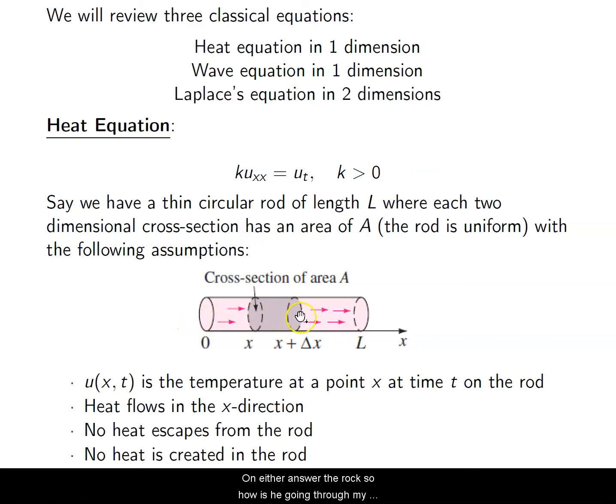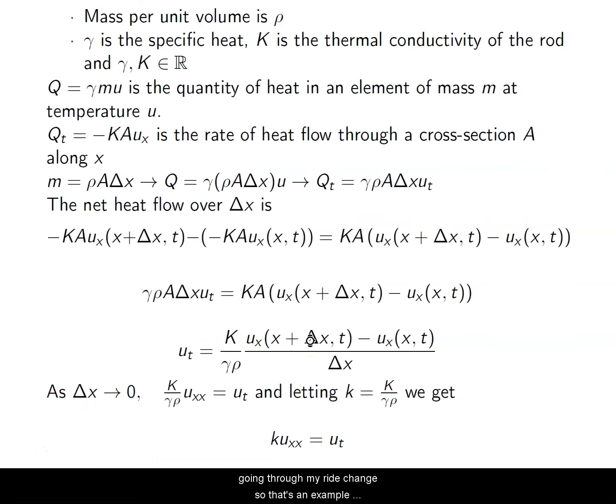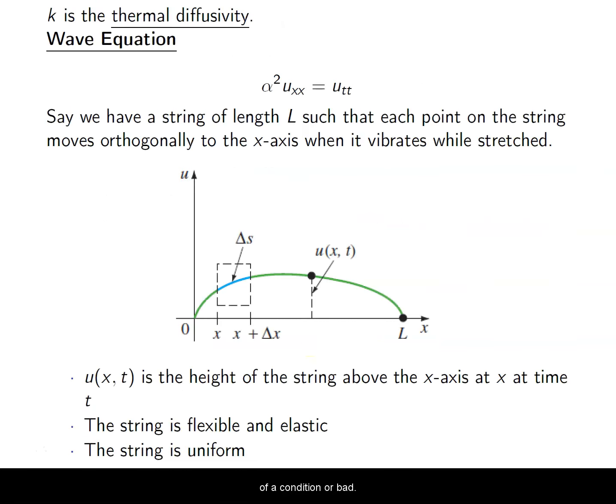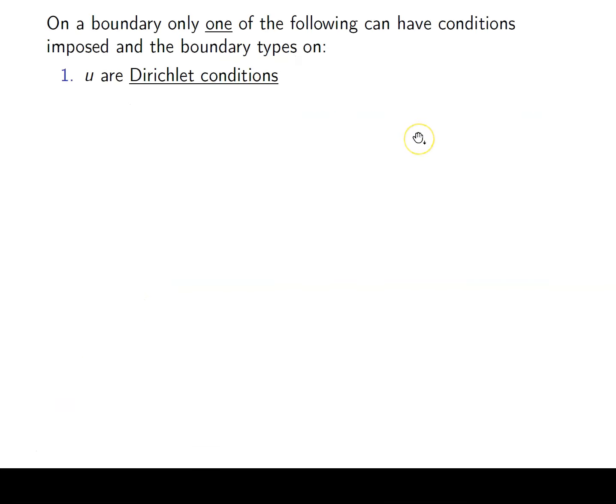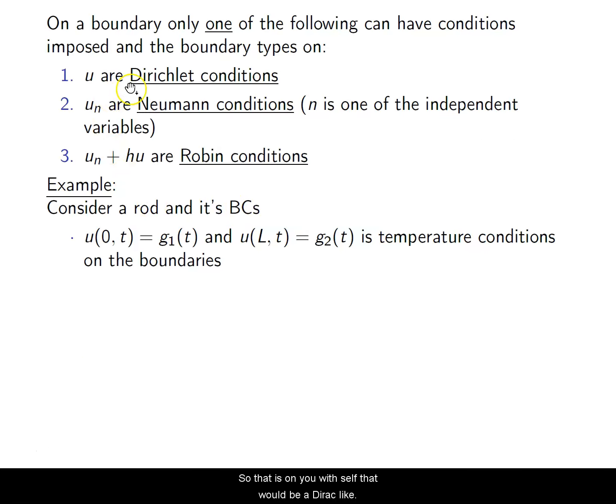So how is heat flowing through my rod if I'm applying heat to one end, either end, or if I'm cooling, I already have a hot rod and I'm cooling this down as time goes on? How is my heat flowing through my rod? Okay, so that's an example of a boundary condition on a rod. That is on U itself. That would be a Dirichlet condition, right?